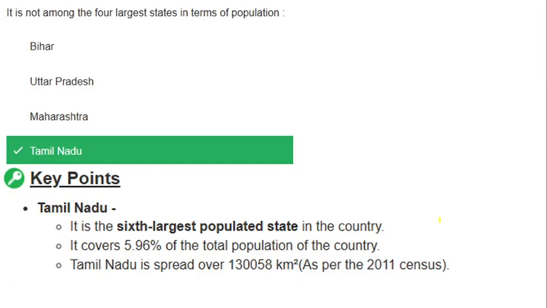Clear? Next. Which is not among the four largest states in terms of population? Bihar, Maharashtra, Uttar Pradesh and Tamil Nadu. Bihar is among the most populated. Uttar Pradesh is also there, Maharashtra is also there, Tamil Nadu is not. Tamil Nadu is the sixth largest populated state in the country. Tamil Nadu covers 5.96% of the total population of the country. Tamil Nadu is spread over 1,30,058 km square as per the 2011 census.